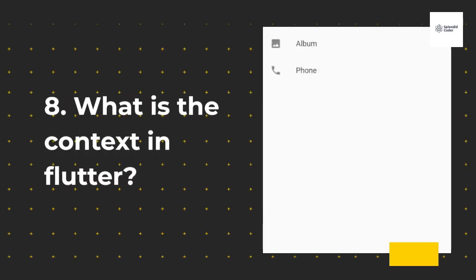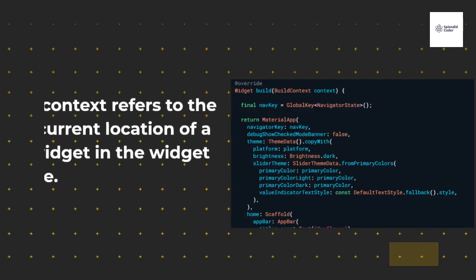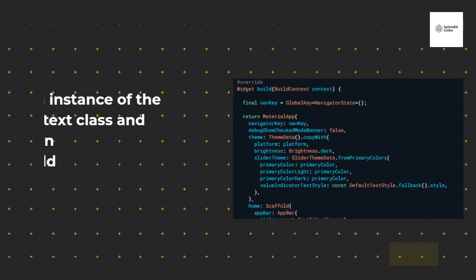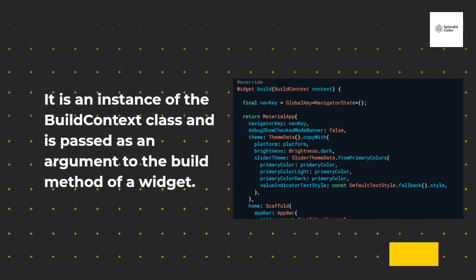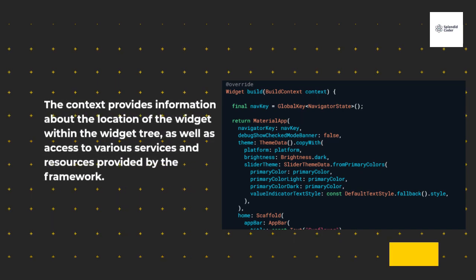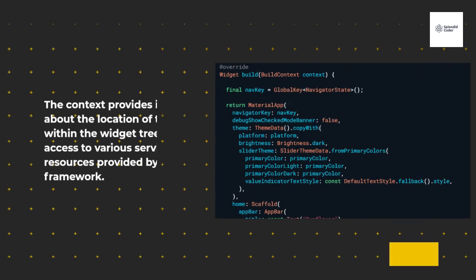8. What is the context in Flutter? Context refers to the current location of a widget in the widget tree. It is an instance of the BuildContext class and is passed as an argument to the build method of a widget. The context provides information about the location of the widget within the widget tree, as well as access to various services and resources provided by the framework.